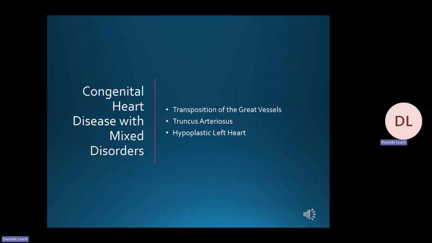The next category of heart defects we're going to talk about is congenital heart disease with mixed disorders. So what mixed disorders basically means is that blood from the systemic and pulmonary circulation is mixing in the different heart chambers, which is going to cause desaturation and decreased cardiac output. So we're going to talk about transposition of the great vessels, truncus arteriosus, and hypoplastic left heart.